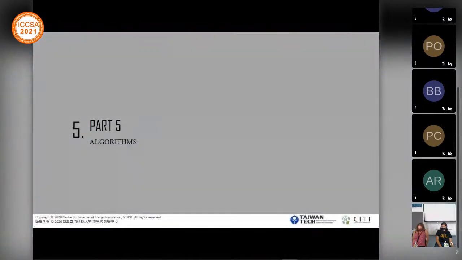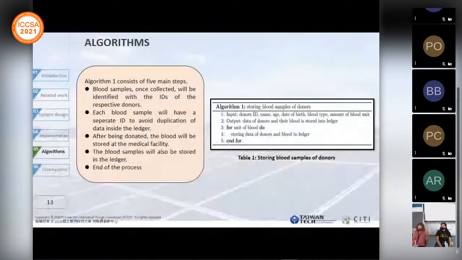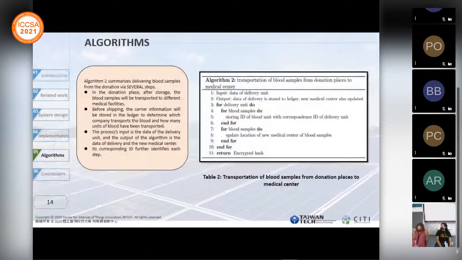Now, algorithm. In this paper, we implement 2 main algorithms. The first one is to store the blood sample of the donor. And the second one is to transport the blood sample from the donation place to the medical center.